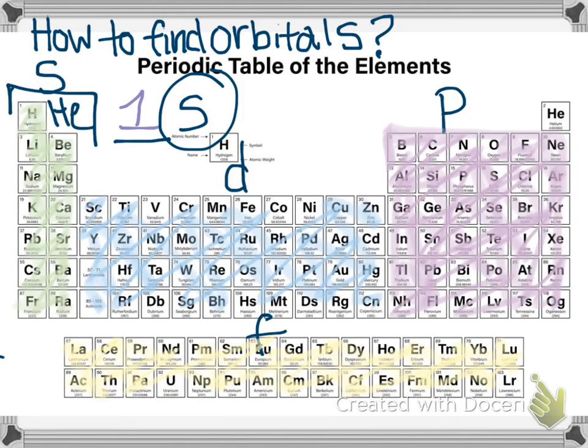So the S block is all the way to the left, and it's the first 2 groups with hydrogen, and again, we're moving our helium over. Then the middle block, the lower transition metals, are the D block. That's what you see in blue. The P orbitals are what you see in purple. And the F orbitals are what you see in yellow. And that's just letting us know what shape of orbitals those electrons live in.